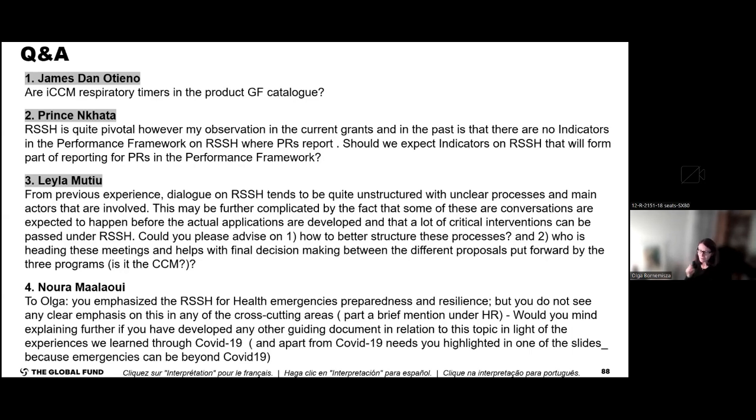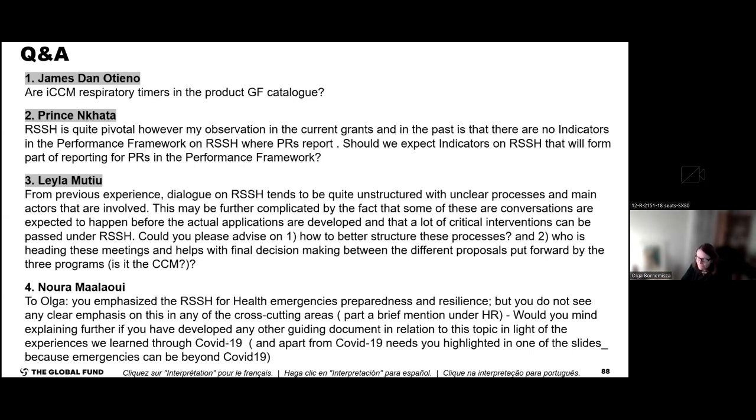Okay, so question 4, and I can see that there's more emails coming in. You emphasized the RSSH for health emergencies, preparedness, and resilience, but you do not see any clear emphasis on this in any of the cross-cutting areas. A brief mention under HR.